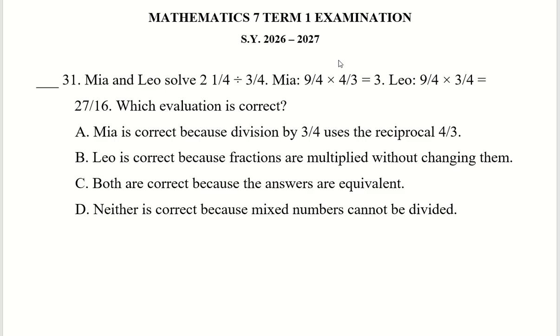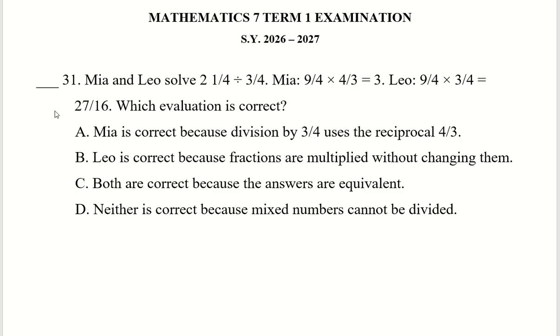So we'll have number 31. Mia and Leo solved 2 and 1/4 divided by 3/4. Mia had it as 9/4 times 4/3 is equal to 3, while Leo has 9/4 times 3/4 is equal to 27/16. Which evaluation is correct?